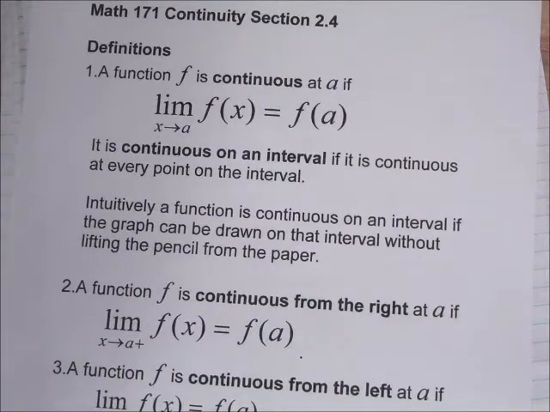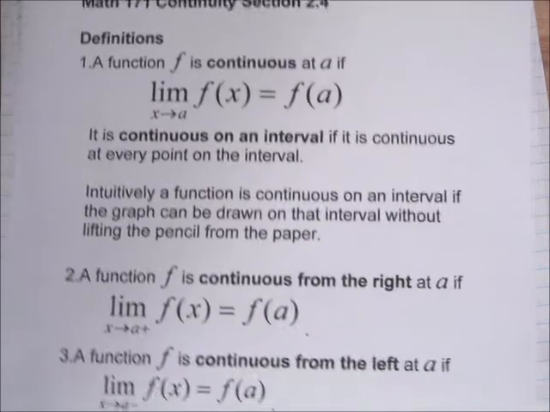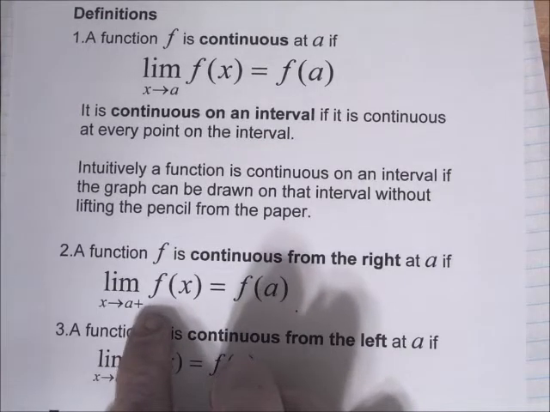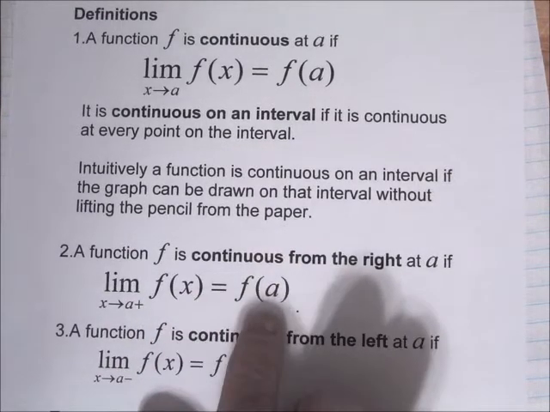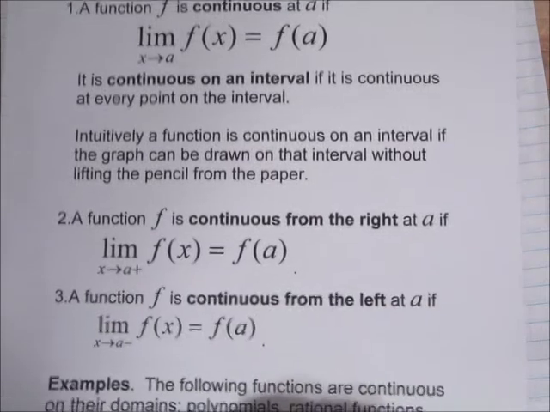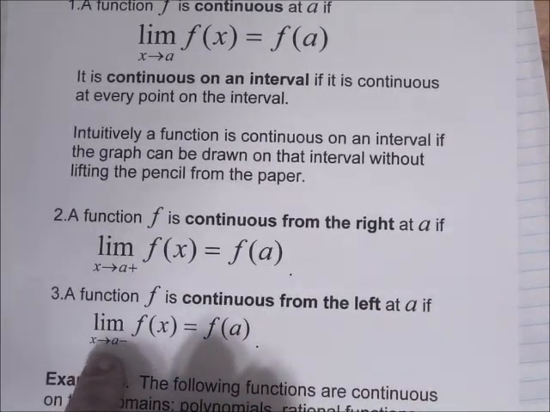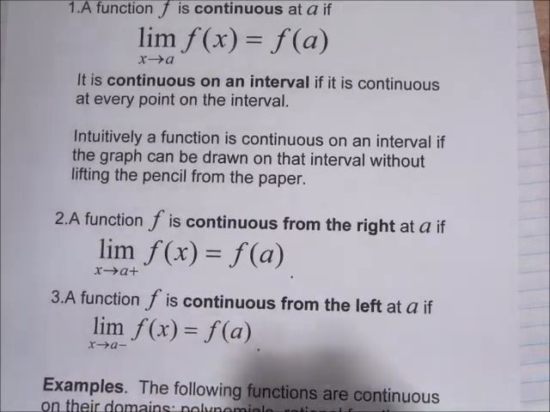So this is the formal definition. A function is continuous from the right if the limit as x goes to a from the right of f of x is equal to f of a. A function is continuous from the left if the limit as x goes to a from the left of f of x is equal to f of a.